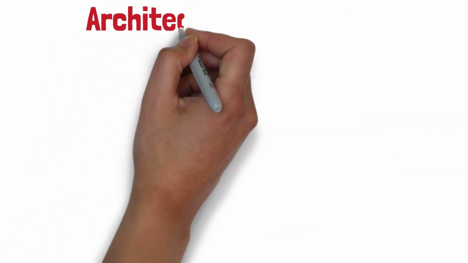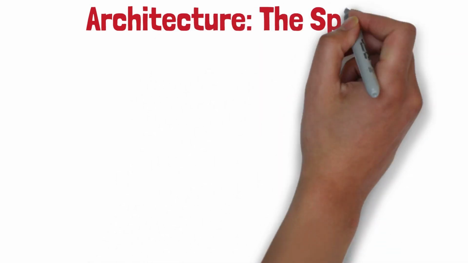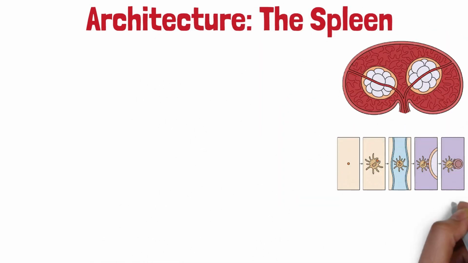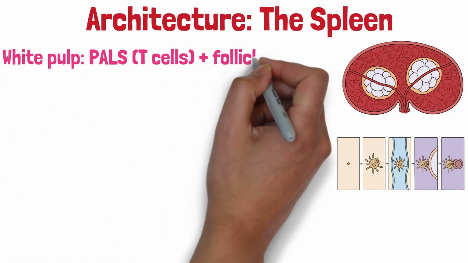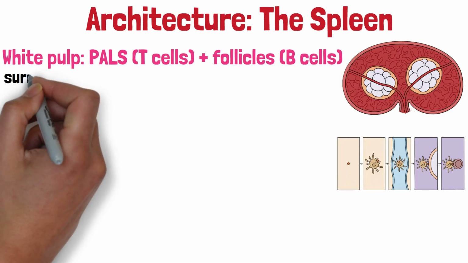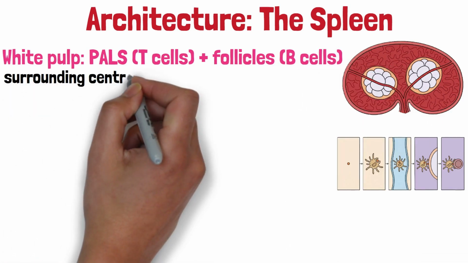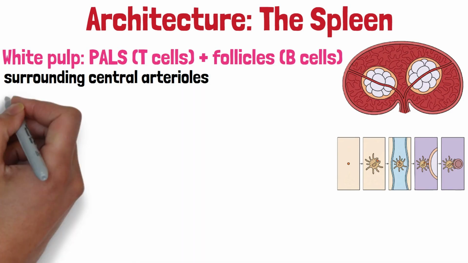With the lymph node mapped out, let's move to the spleen, since it handles antigen a little differently. Its white pulp contains the periarteriolar lymphoid sheaths, or PALs, where T cells sit, plus follicles for B cells, both wrapped around a central arteriole.